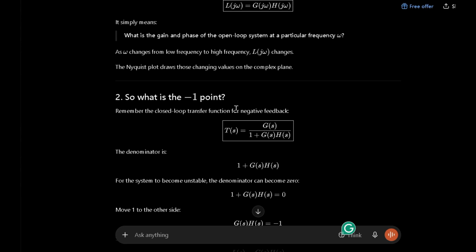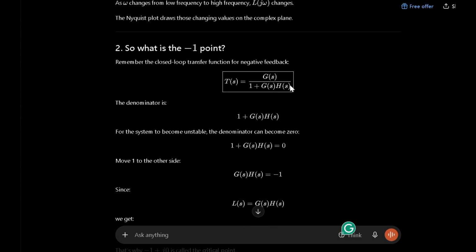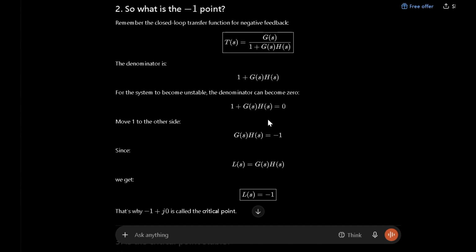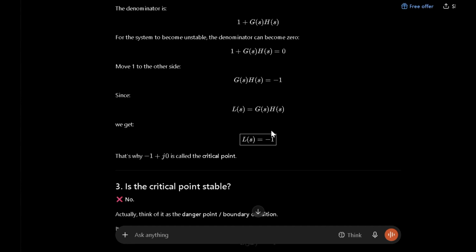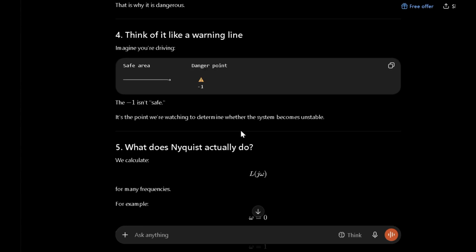Remember the previous step: T of s is G of s over the denominator 1 plus G of s H of s. For the system to become unstable, the denominator needs to become zero. Move one to the other side. This is the danger point. The critical point means danger point: magnitude 1 and phase minus 180 degrees. Okay, what is next? We can move to the Bode plot.